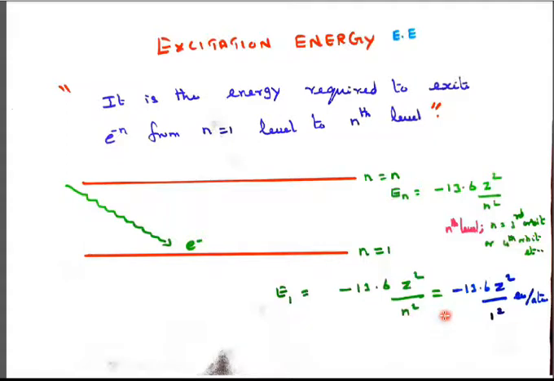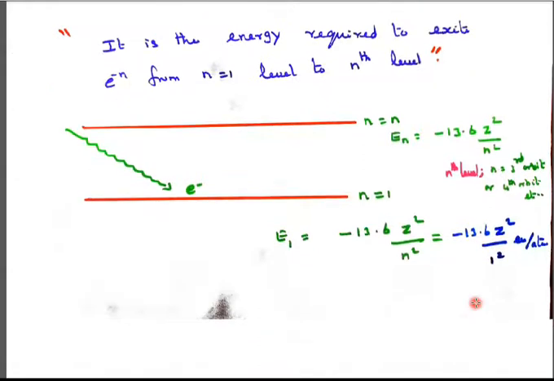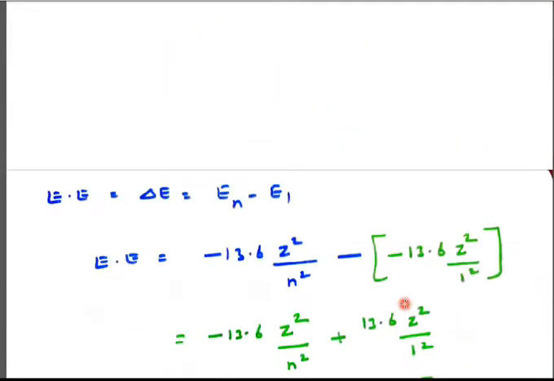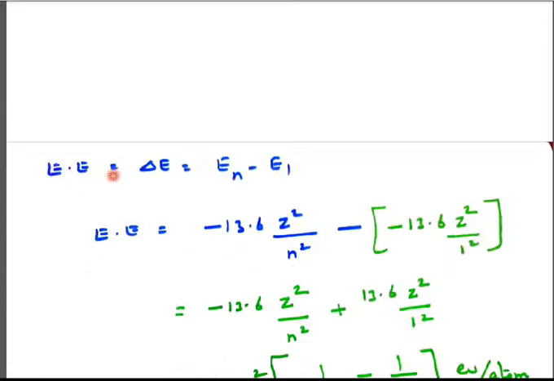For the first level, n is equal to 1, so it is 1 square. So E1 is minus 13.6 Z square electron volt per atom. Here excitation energy is equal to delta E, the nth level minus E1, the first level. So this is minus 13.6 Z square by n square for the nth level, minus the first energy level, minus 13.6 Z square by 1 square. This is minus of minus, which gives plus.